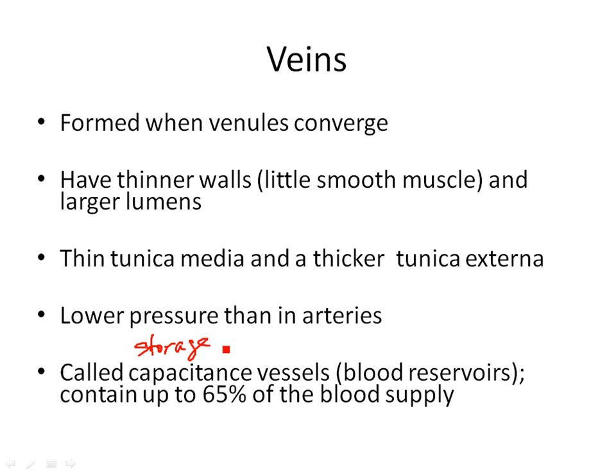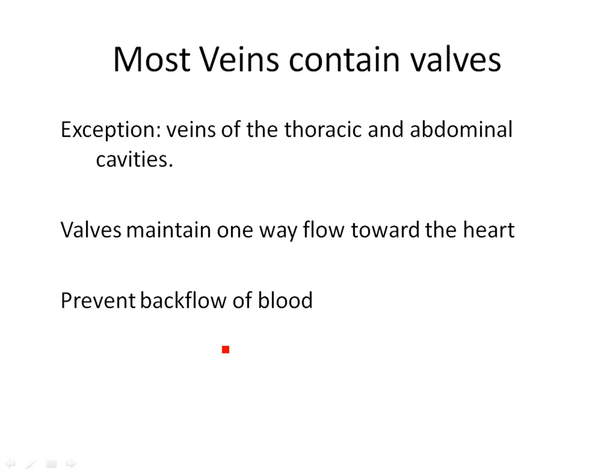So you actually store a lot of your blood in the venous system. 65% of your blood supply is going to be found here, and they're rarely filled up. They're only partially filled, but the venous system does act as a storage reservoir for blood. Now, an interesting thing about veins is that they contain what are called valves. There's an exception to this. You don't have valves in the thoracic and abdominal cavity veins, but everywhere else, especially in the extremities, you're going to have valves. And they're designed to prevent backflow.